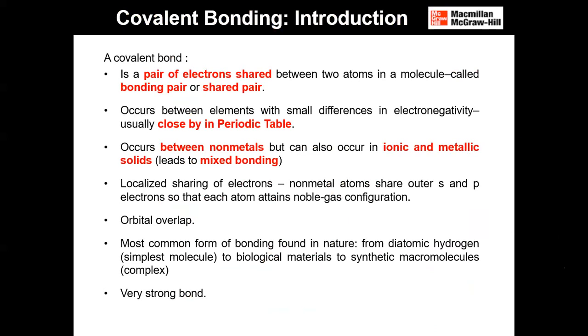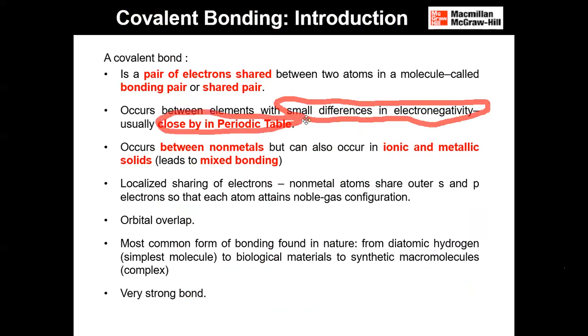Okay, non-polar. And then if the electronegativity difference is just around 0.05, it is really low polar. So it occurs between elements that differ more in electronegativity. This is what I told you. You have to highlight here: small difference in electronegativity, usually close by in the periodic table. For examples, H2, Cl2, Br2, occurs between non-metals, but can also occur in ionic and metallic solids.